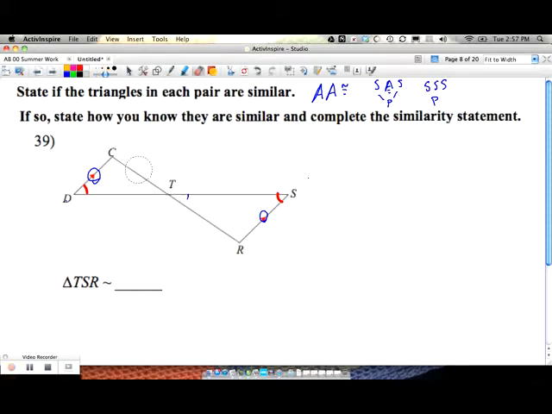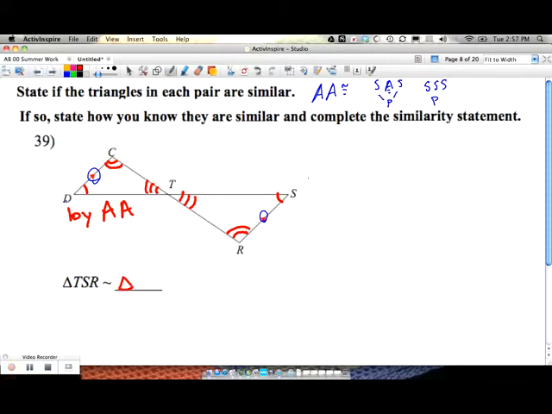So let's get rid of this white. Similarly, C and R are going to be corresponding. And in the middle here, T is, of course, vertical on either side. We actually have 3 angles. We only needed 2, but by angle-angle, they are similar. So now I just got to match them up.